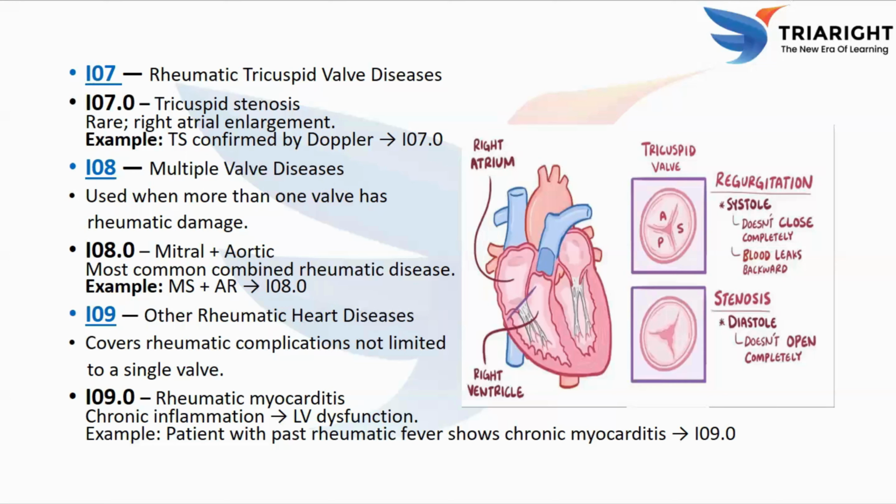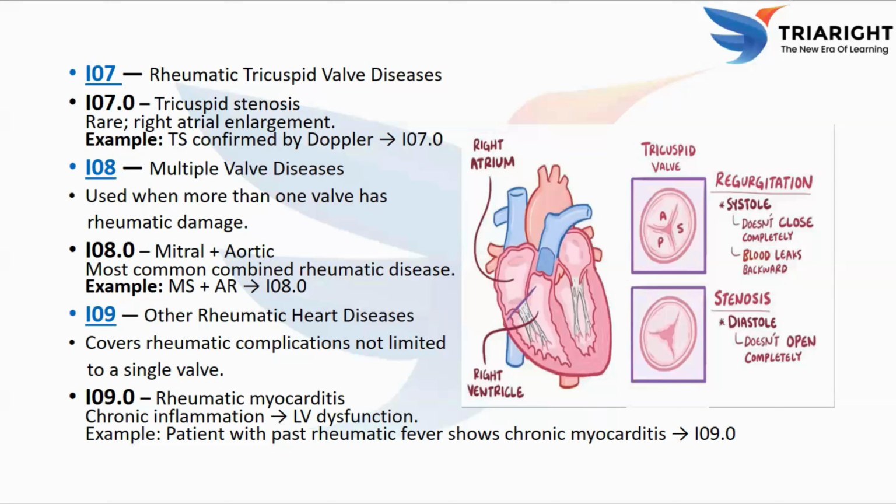And next coming to I09, what does it describe? It describes the other rheumatic heart disease. So this is used for the rheumatic complication which is not limited to a single valve. This includes rheumatic myocarditis and other chronic heart changes due to the rheumatic fever. So on the right side, you can see the picture of the regurgitation and also the stenosis. Here you can see the right atrium and right ventricle. The right atrium is the upper right chamber of the heart that receives the deoxygenated blood from the body, whereas the right ventricle is the lower right chamber that pumps blood to the lungs through the pulmonary artery.